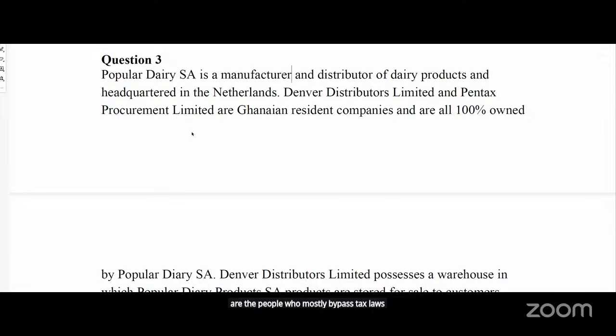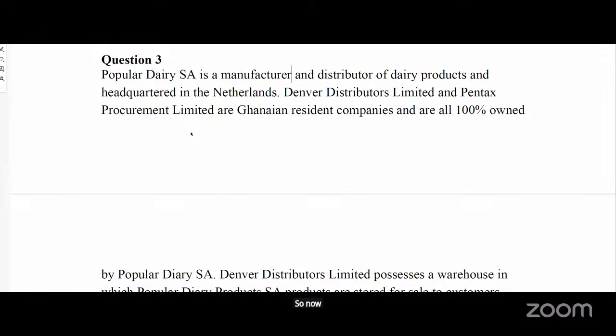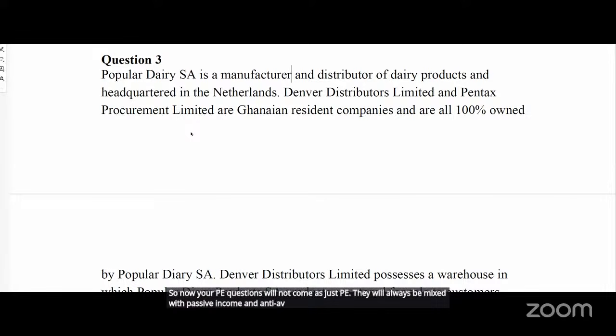Small businesses pay little tax, but multinationals pay huge taxes. And those people are very tax planning conscious or tax avoidance conscious. They're always looking for loopholes. So in every case that CIT usually gives you, one entity owns another entity. It's always like that. So your PE questions will not come as just PE. They will always be mixed with passive income and anti-avoidance. That's how international tax is actually supposed to be examined. So let's prepare very well.